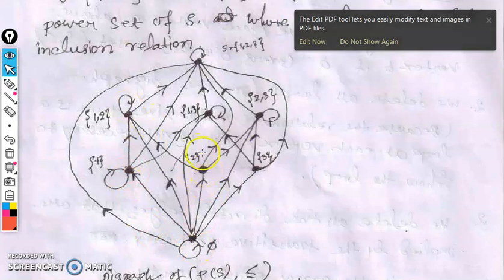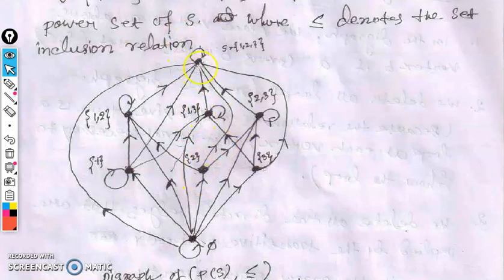Similarly, 2 is a subset of 1, 2, 2 is a subset of 2, 3, and 2 is a subset of 1, 2, 3. So this one is the arrow. This one is the arrow. Okay. Next, the same concept arises here. That is known as the arrow diagram.